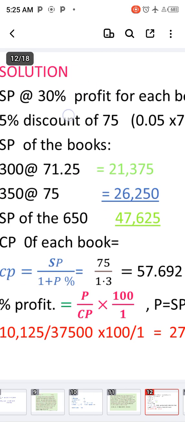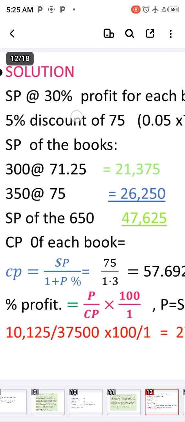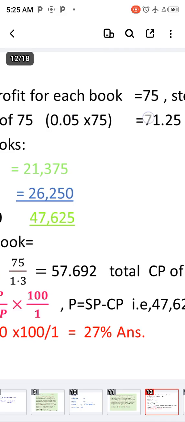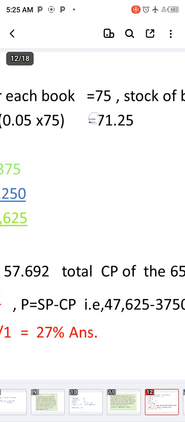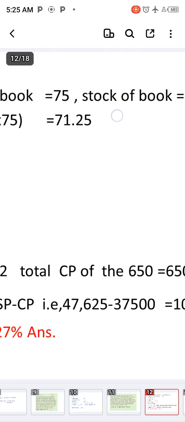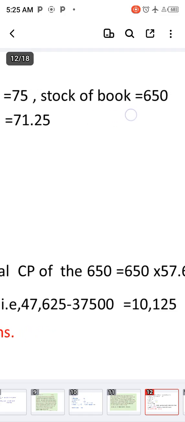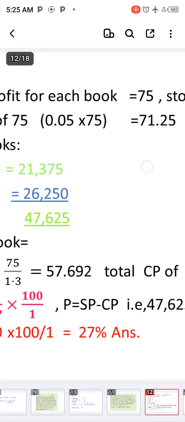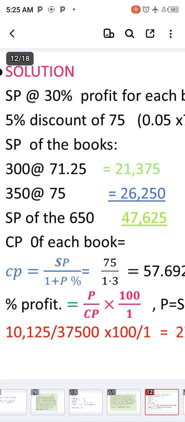Selling price is at 30% profit for each copy, which is worth 75 naira, and the total stock of books is equal to 650. That means we have 650 copies of the book. Now we want to find out the discount that was given to the bookseller, and the discount is what?